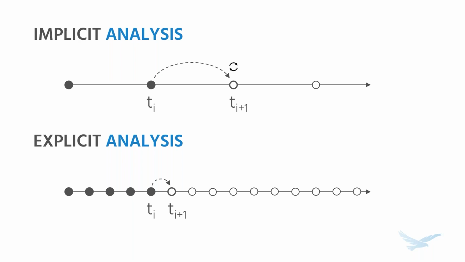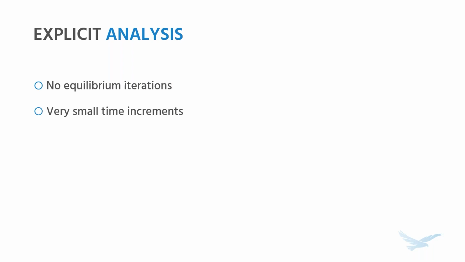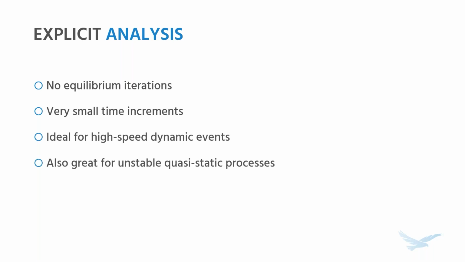Instead, we make sure that we have an accurate result by using really small time steps. So in explicit analysis, there are no equilibrium iterations, and instead we're using very, very small time steps, but we can solve those time steps really, really quickly. And this makes explicit analysis really good for high-speed dynamic events. It's also really useful for these quasi-static problems that are highly unstable. Beyond that, it gets us access to the next two techniques that we're going to talk about.